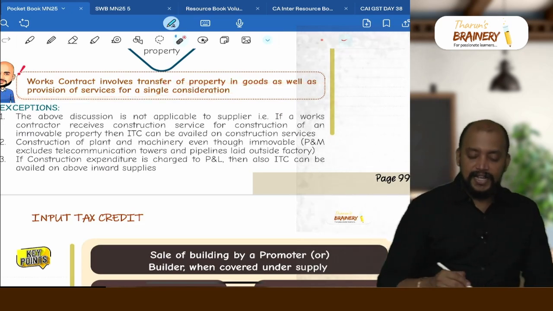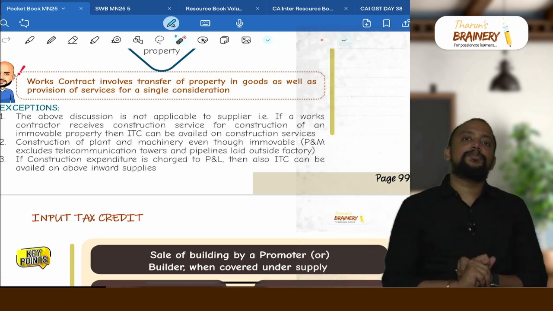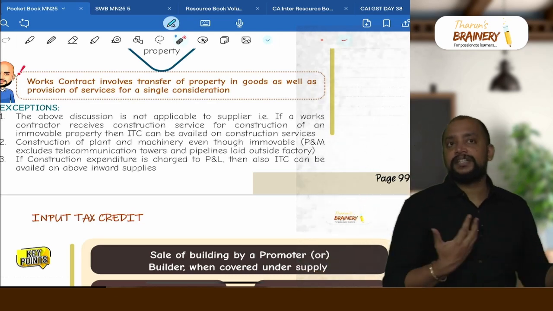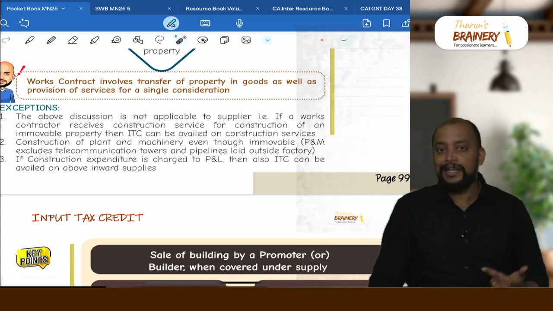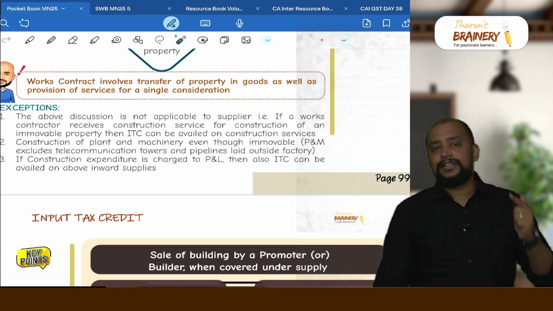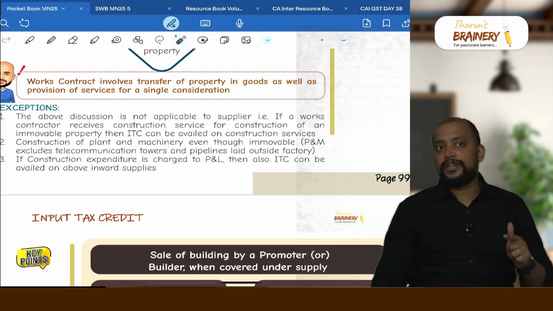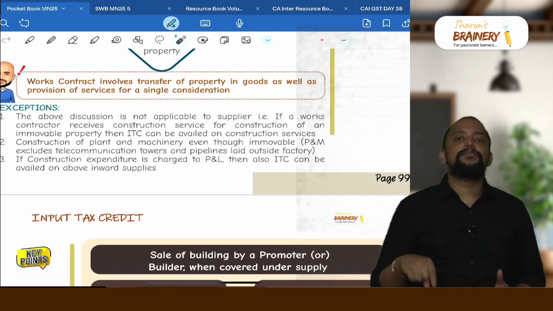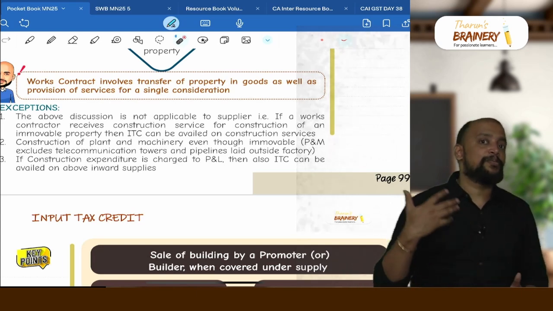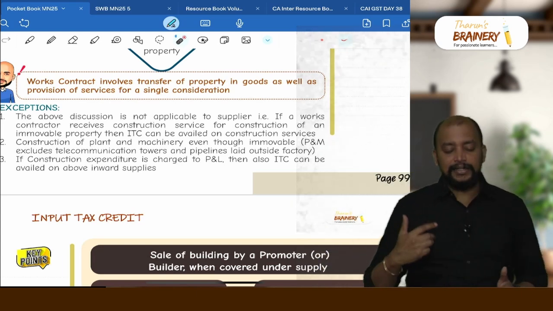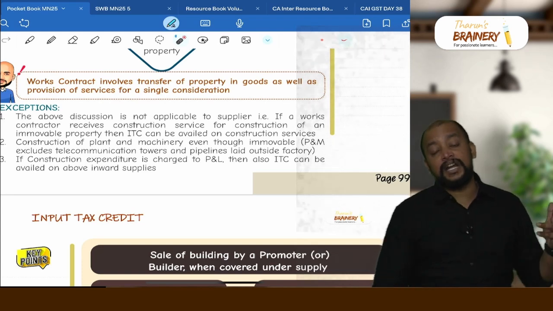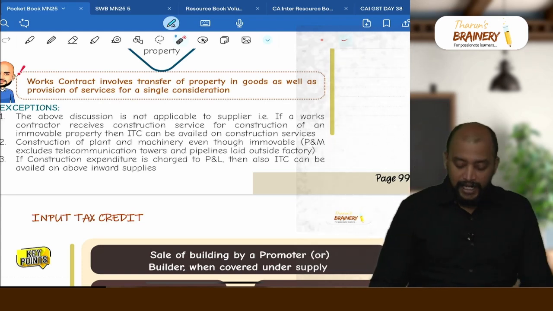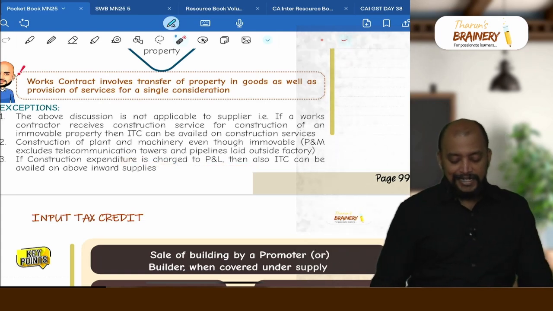Now, for this we have three exceptions. Number one, this restriction is not applicable to the supplier, only to the owner of the property. If the supplier is receiving services or purchasing goods for construction, he can take ITC. Number two, this is not applicable to plant and machinery. If expenditure is incurred for construction of plant and machinery, we can take ITC, but plant and machinery excludes telecommunication towers and pipelines laid outside the factory gate. Number three, if the construction expenditure is charged to P&L, then also we can take ITC. If it is capitalized, we cannot take ITC, but if it is charged to P&L, then ITC can be availed.